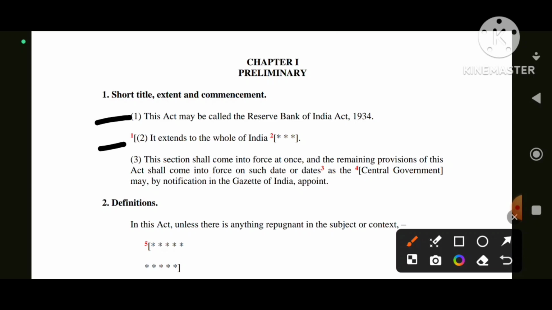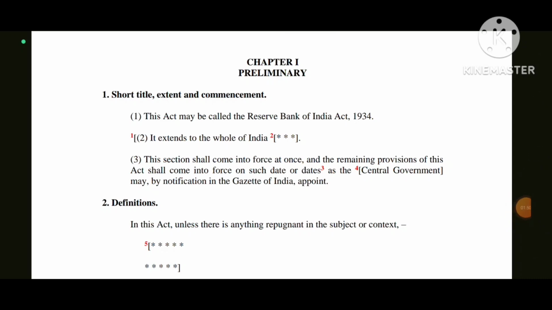Then subsection 3, this section shall come into force at once, and the remaining provisions of the act shall come into force on such date or dates as the central government may by notification in the Gazette of India appoint. Subsection 3 of section 1 ensures that the central government retains the authority to add or amend provisions to any part of the act, even after it has come into effect. This amendment or addition is announced through an official notification published in the Gazette of India.